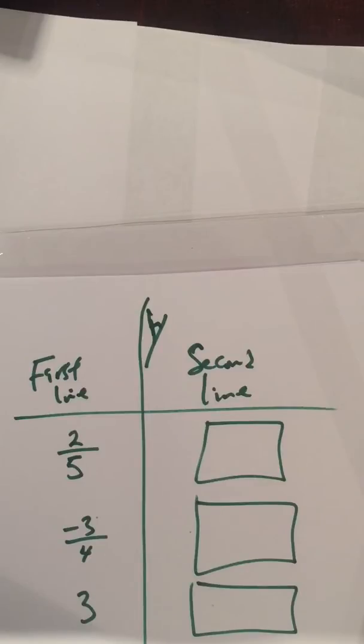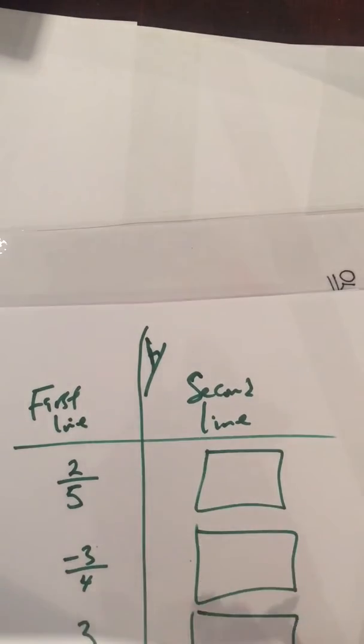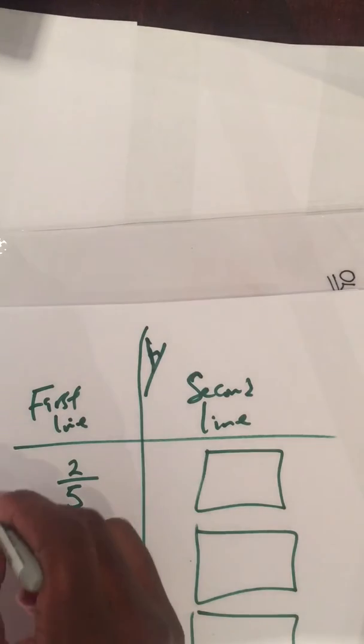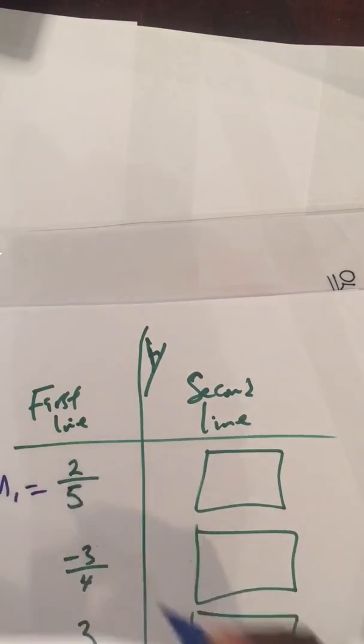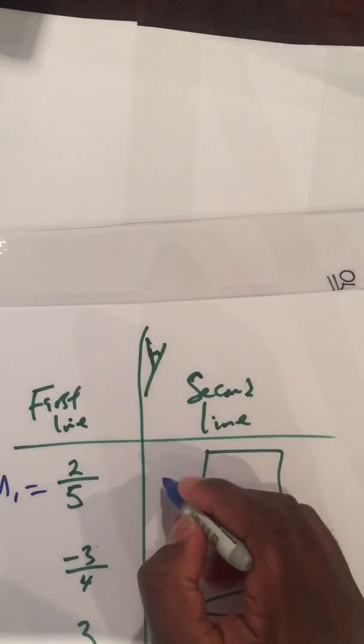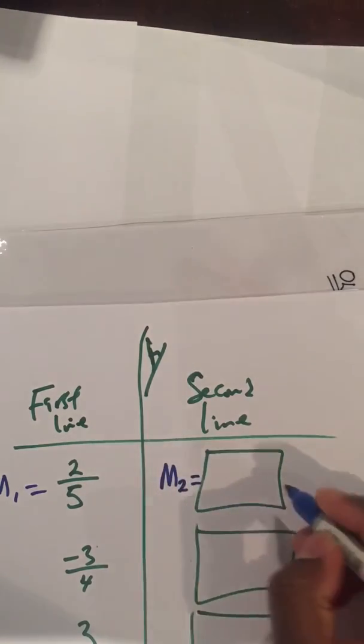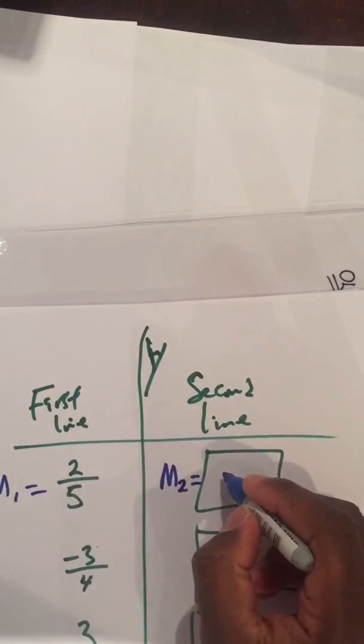This is something that you will have to remember all the days of your life. As you grow old, you tell your grandchildren that it's always the negative reciprocal. Because these two lines are perpendicular, not parallel, we do the negative reciprocal. So if the gradient of this one is 2/5, then the gradient of the second one would be, is that a positive? Yeah? So this is a negative.